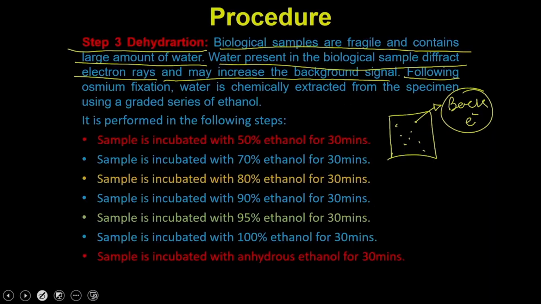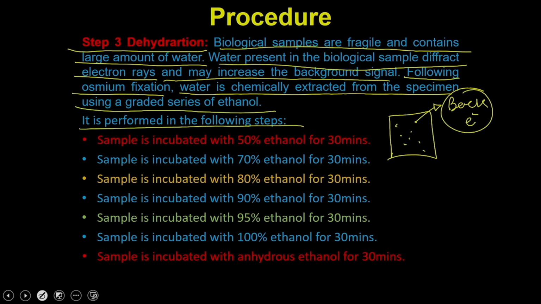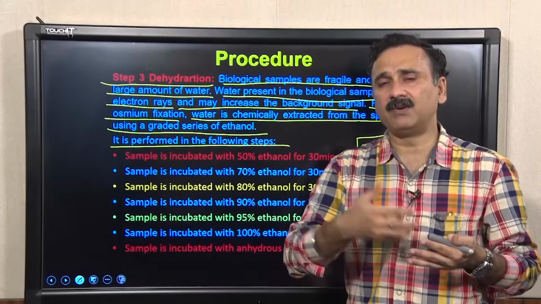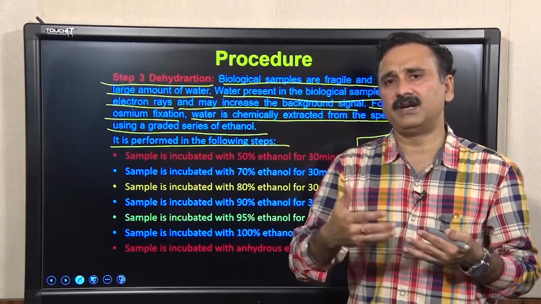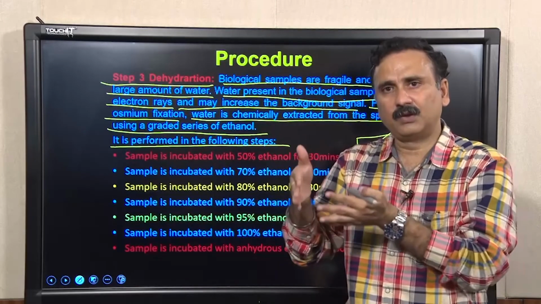So, following osmium oxide fixation, the water is chemically extracted from the sample using a graded series of ethanol. It is performed in the following steps. You are simply soaking the sample in different concentrations of alcohol, and you know that alcohol is hygroscopic in nature. So, it is going to start sucking the water, but you cannot do the dehydration in an abrupt manner. You have to do the dehydration in very slow increments.